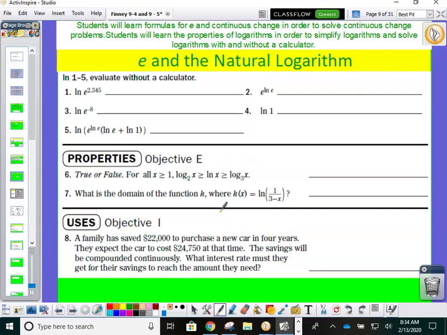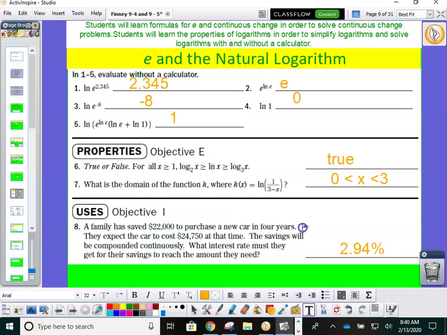So what I'd like for you to do is pause just for a second, pause the video. Yes, pause the video. Try these questions, and then we'll check them. Okay, so these are your answers.